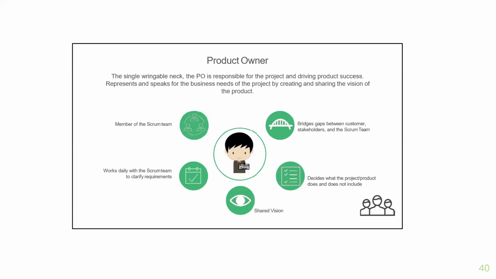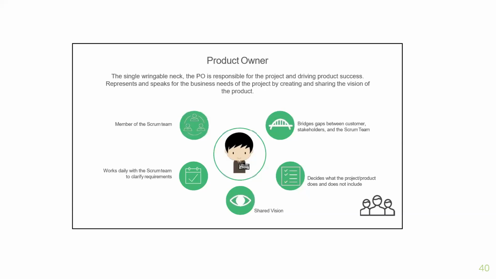Decides what the product does and does not include, and then bridges gaps between customers and stakeholders, and the Scrum team. Stakeholders are usually senior management or leadership. So how does it bridge the gap between the customer? By constantly engaging, either through surveys, feedback, or reviews, all of those things. And the Scrum team, obviously, through daily stand-ups, sprint planning and the rest.